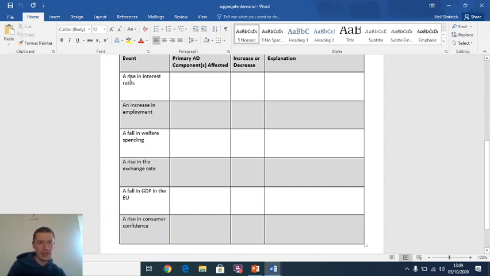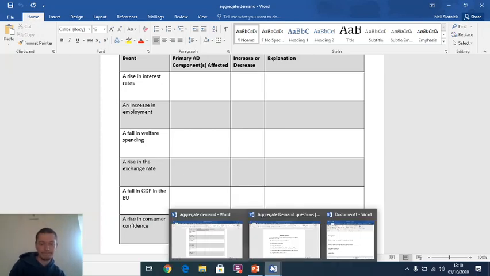In terms of the key terms, a rise in interest rates, I don't need to explain. An increase in employment, I don't need to explain. A fall in welfare spending, what we mean by that is benefits, okay? So job seekers allowance, universal credit, etc. A rise in the exchange rate, SPICED or WHOOPEE DECK, you think. A falling GDP in the EU, Britain trades with the EU, think about that. And a rise in consumer confidence, I don't really think I need to explain, okay? It's consumer confidence, we're happy to spend.